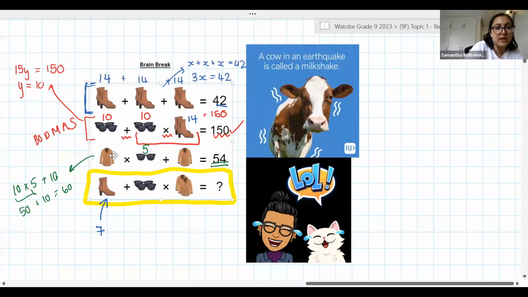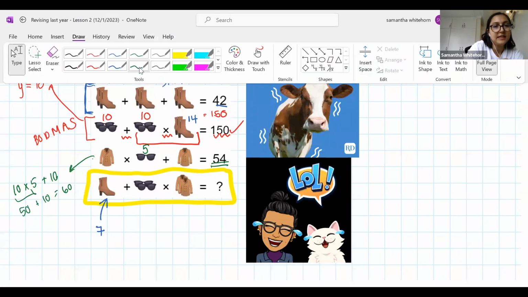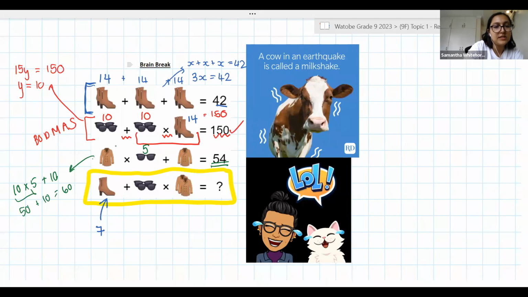If we go and have a look here, oh, this is working so well. If this coat is 9, and this coat is 9, 9 times 5 is 40. No, it's not. So I just lied to you apparently. 9 times 5 is 45, and 45 plus 9 gives us 54. And so now we know that the coat is worth 9.